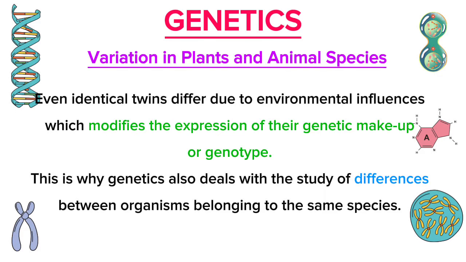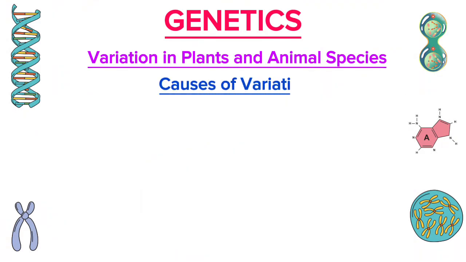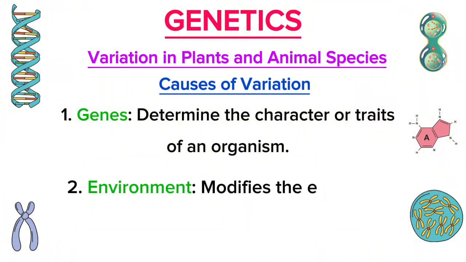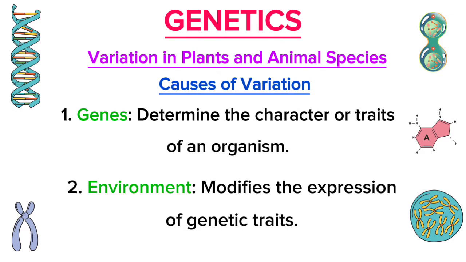So we've seen the meaning of variation. We move to causes of variation. The first cause is genes, which determine the character or traits of an organism. The second cause of variation is environment, which modifies the expression of genetic traits. So those are the two main causes of variation.